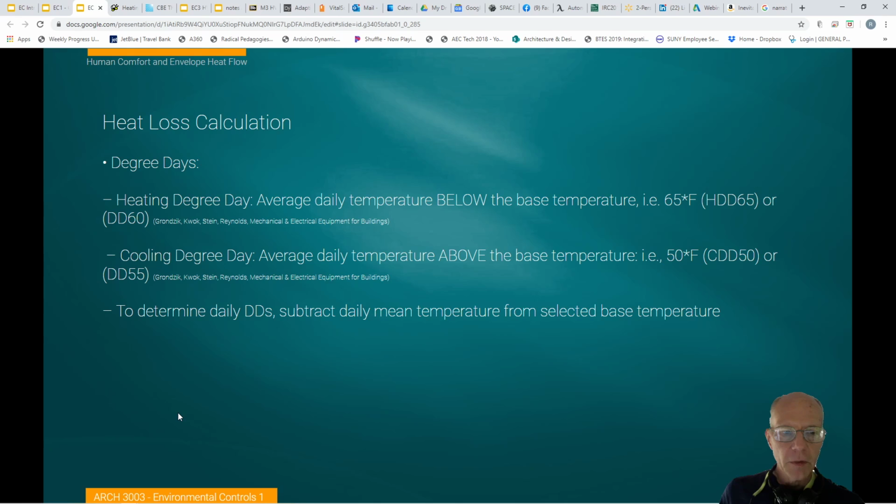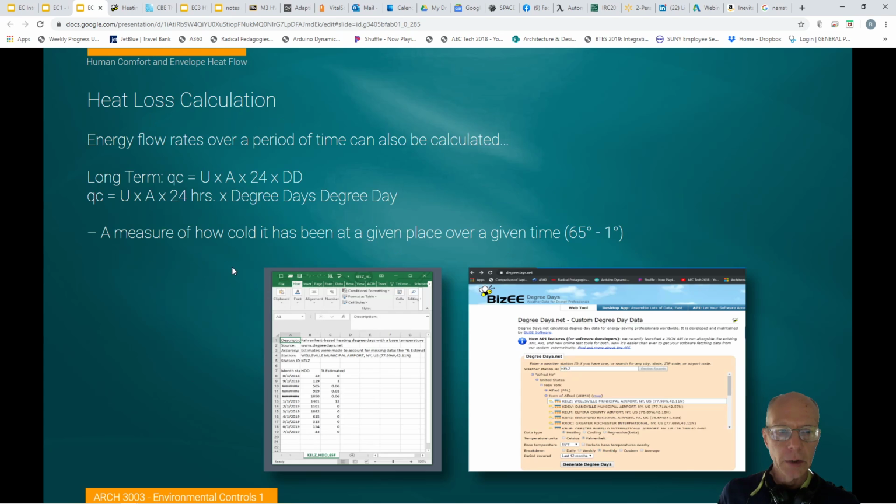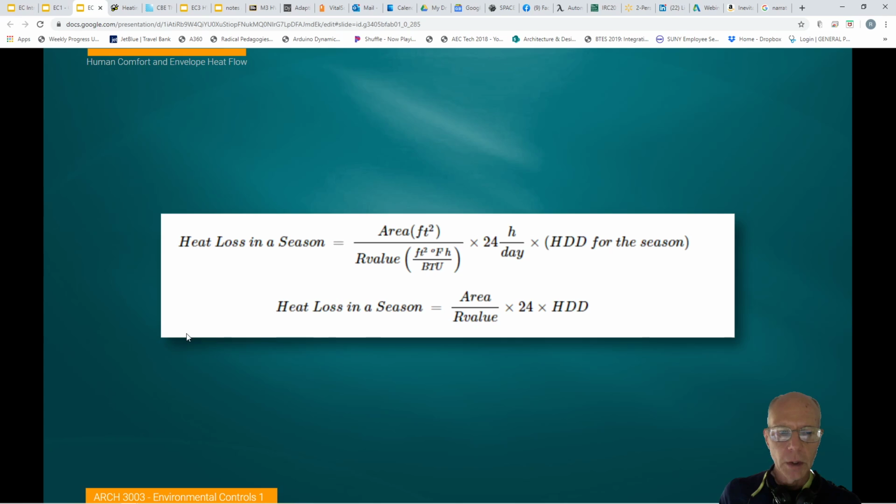So we have this idea of heating degree days and cooling degree days. Important thing here is that when we have temperatures on the exterior above what we want the interior temperature to be, it is a cooling degree day. And then this, once again, is the same formula that was presented back here: U times A times 24 times degree days. So I'm showing you the same formula, but in another visual form.